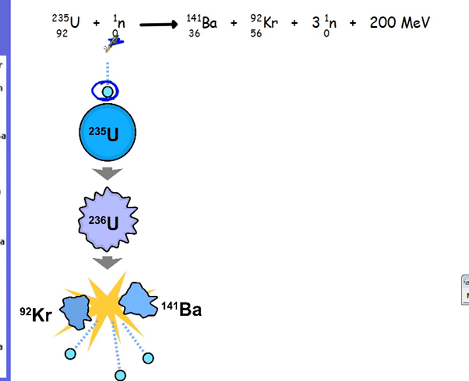And here we have krypton-92 and barium-141, the smaller atoms that it actually splits into. Now, if you look at this equation, you'll also see that there's some energy released. And this is just for one fission reaction. So 200 mega electron volts. Where that energy comes from, we're going to look at the calculation and how we can actually determine that in the next video.